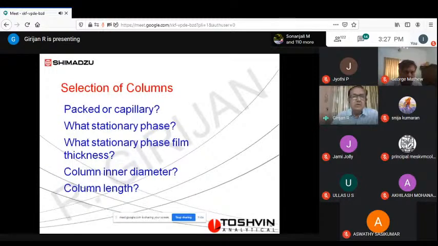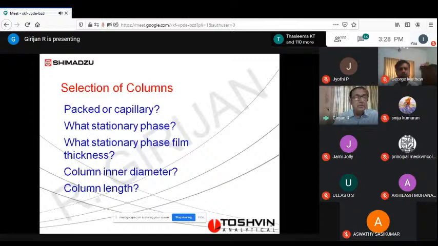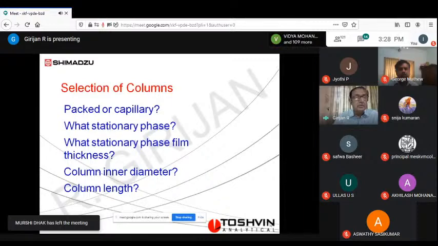Now, the selection of column is very critical in chromatography. Whether it is GC or LC, selection of column is very critical. Unless you select the right type of column, you will not get the right type of separation. So you have to ask yourself whether I should go for a packed column or a capillary column, and what stationary phase I should use for my sample, for which, as I told you, you should know about the column chemistry and your sample chemistry. What is the stationary phase film thickness? I will come to that for the capillary column. What is the column diameter I have to use?